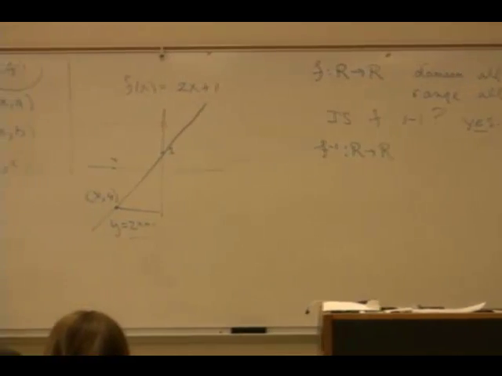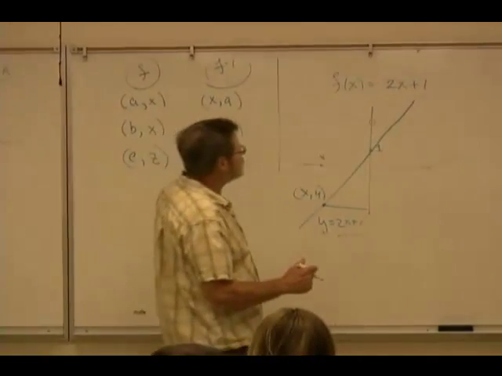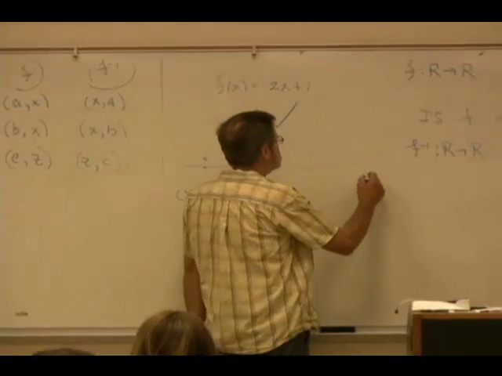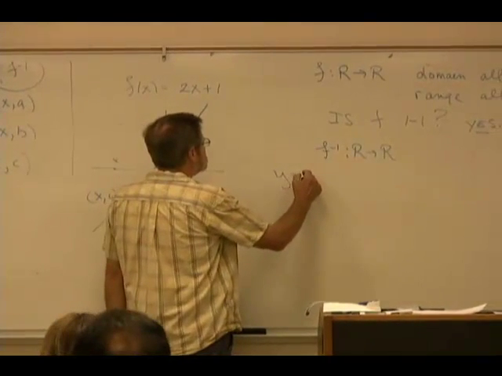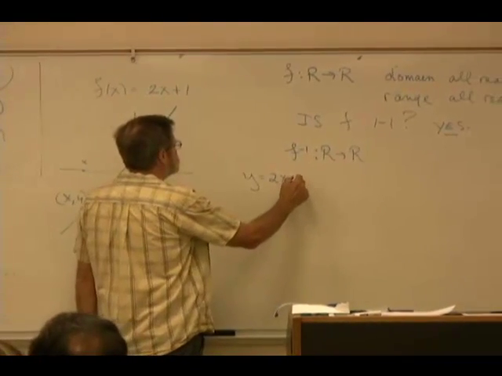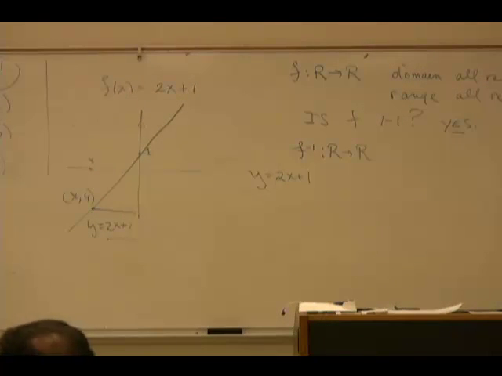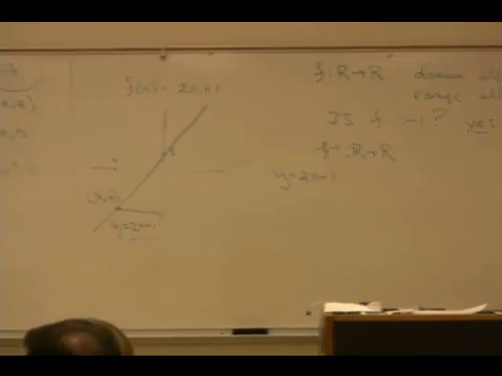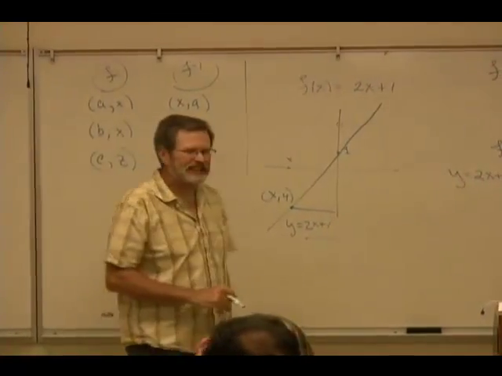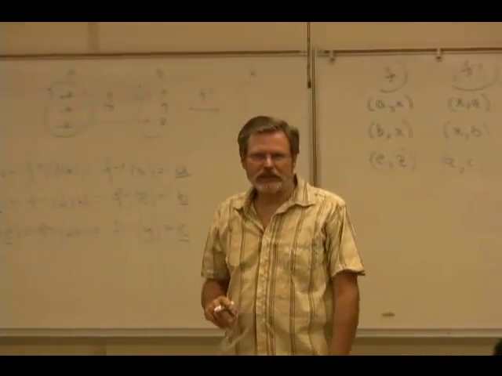I've done this before, but if you look at this, this is the rule for the function. f of x equals 2x plus 1. I could also write this as y equals 2x plus 1. What I would like to do is take this expression. This is an equation where the function is expressed as y as a function of x. And I'd like to solve for x as a function of y.